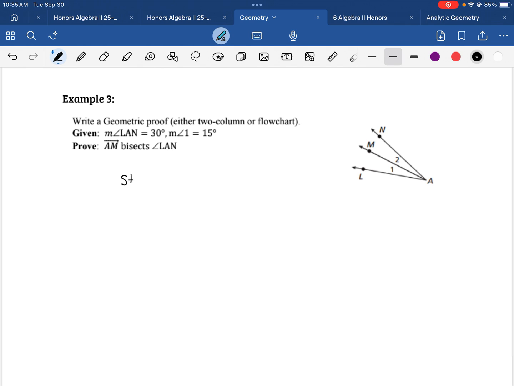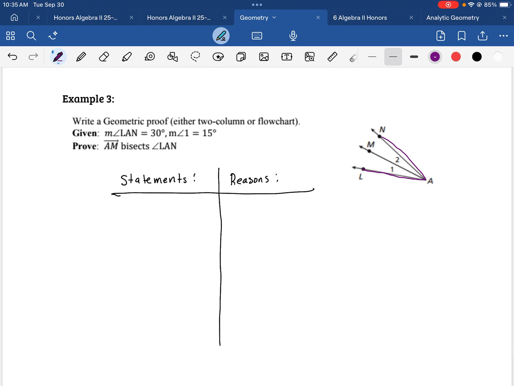Statements and our reasons. So we know that the measure of angle LAN, the whole angle, not just a little piece, is 30 degrees. That is our first given.